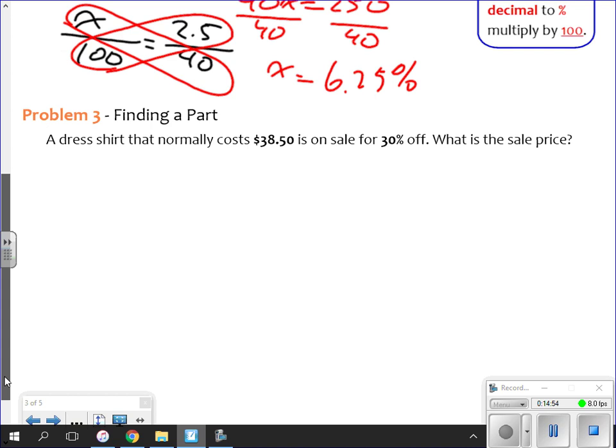Now the next one is a little more involved. It's also a little more of an application. A dress shirt normally costs $38.50. It is on sale for 30% off. What is the sale price?